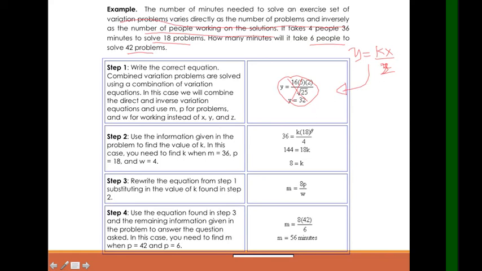Now, for the y, it says number of minutes. So, we have 36 minutes. Correct. Next, the exercise varies directly as the number of problems. So, it takes 4 people, 18 problems is the number of problems for x, so 18. And then inversely as the number of people, so 4 people. Did you get it?